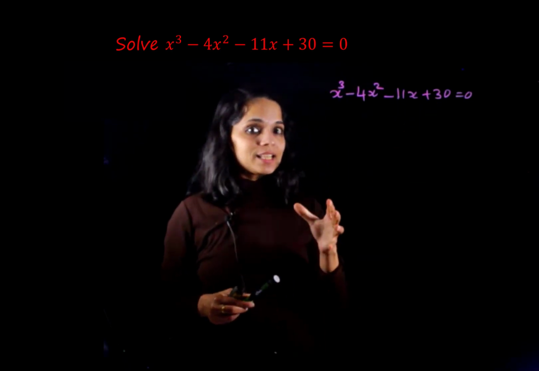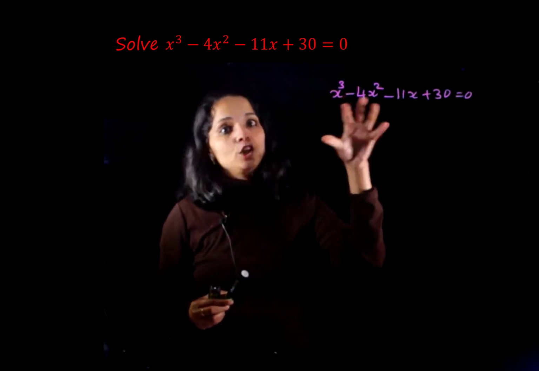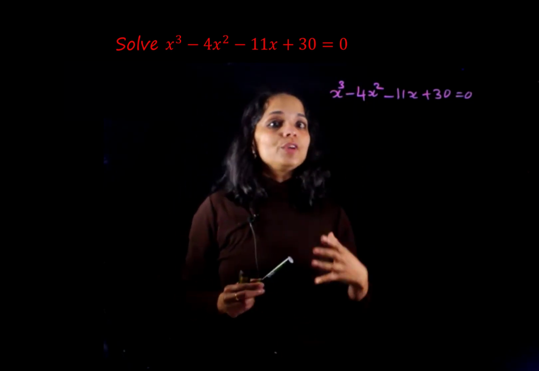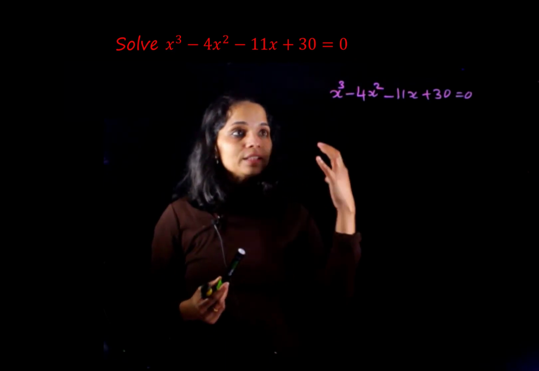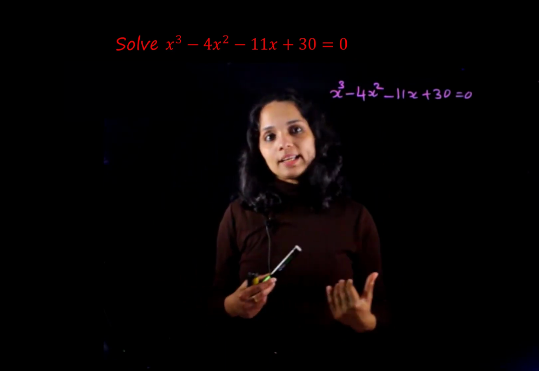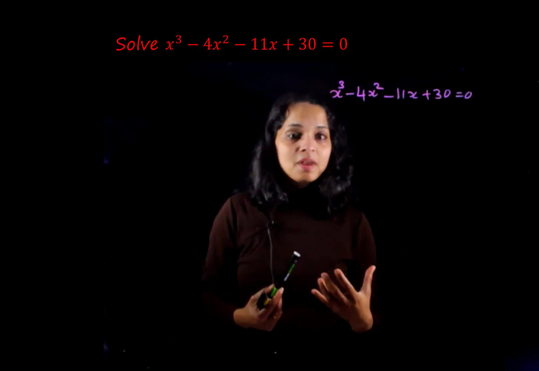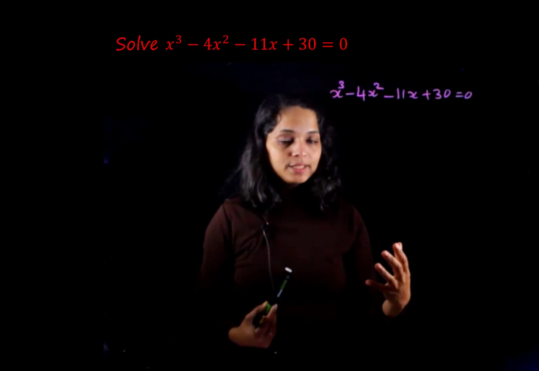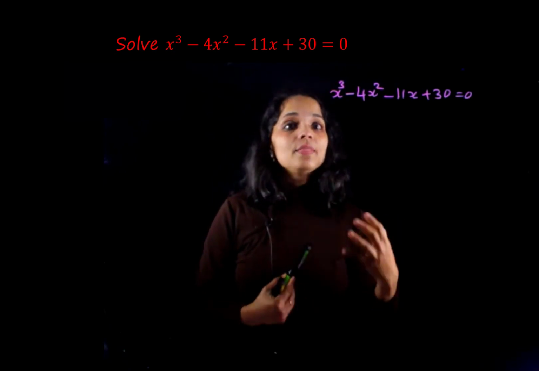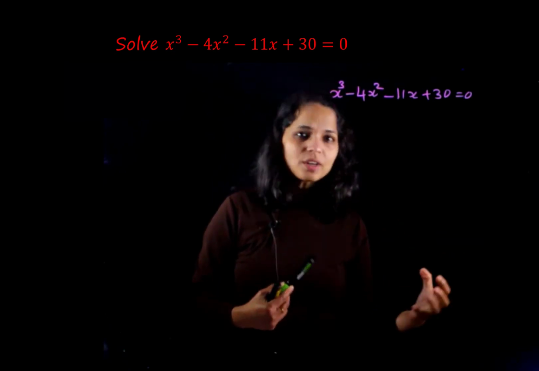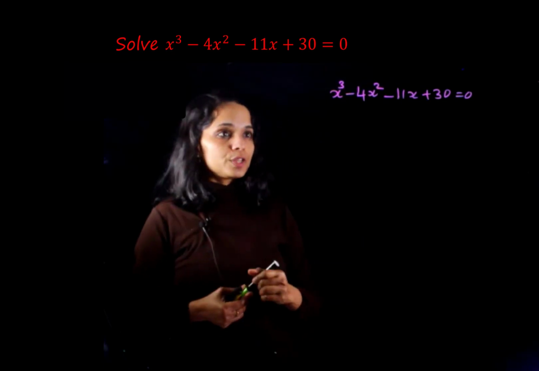Let's now do our final example: x cubed minus 4x squared minus 11x plus 30 equals 0. The two methods that we learned so far are not usable here. Instead, we need to follow the general technique. The general technique is to find the first factor by using trial and error, maybe using the factor theorem, then follow polynomial division to find the quadratic function, and then further factorize the quadratic function. Let me go through this process.